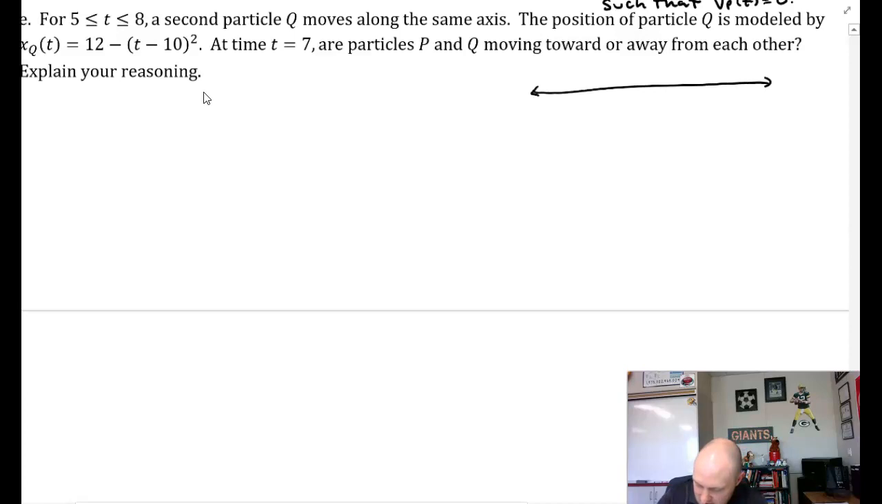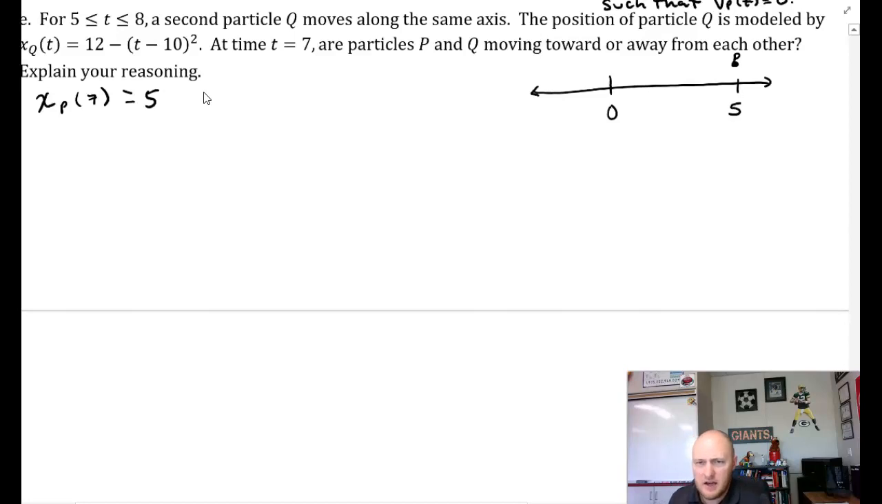Now, what really helps here is a picture or an image. And so I have an axis here, and I'm going to put the origin on this number line. What I need to know is, where even is particle p at 7? So x sub p of 7, if I am using my data table at 7, it's at 5. This is equal to 5. So the position of p is 5. So here is p.